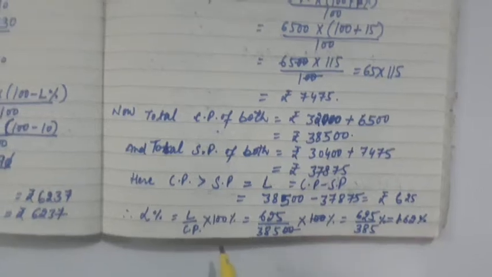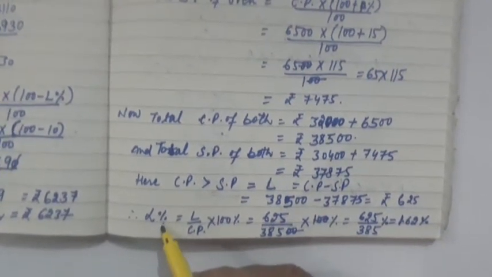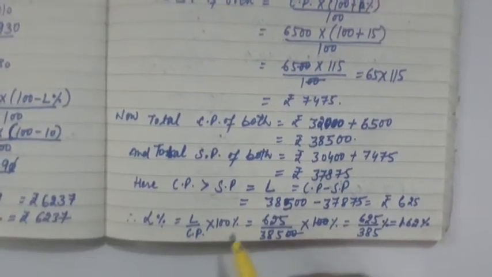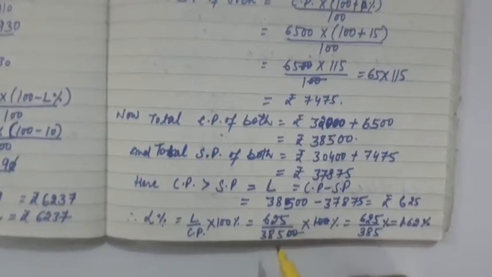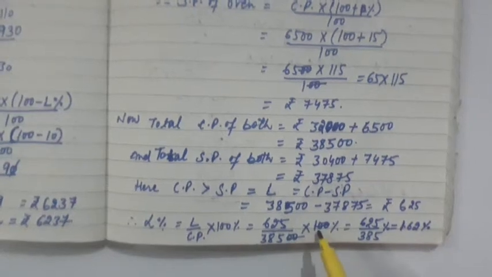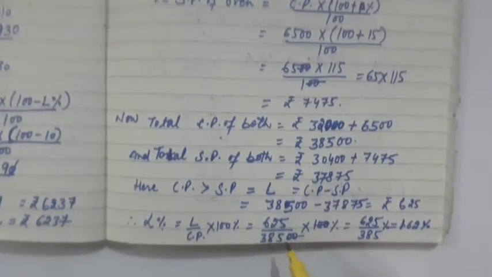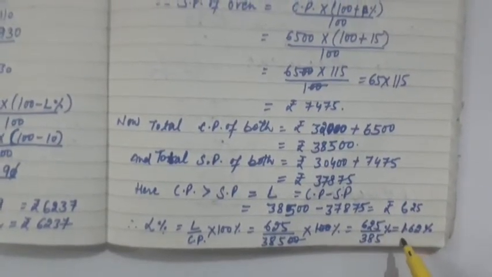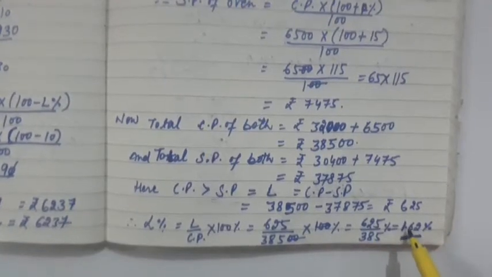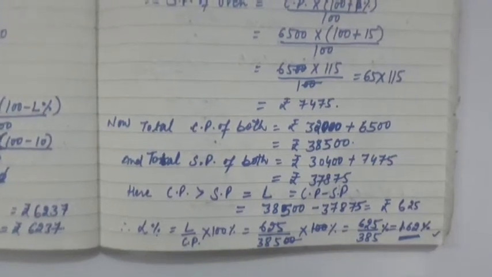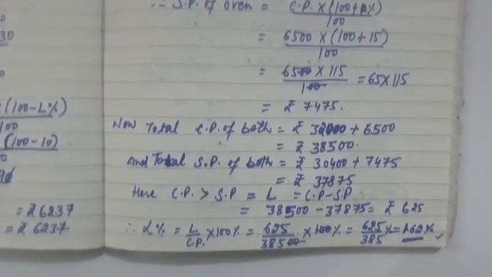After this we have to find the loss percent or profit percent, but there is a loss, so we have to find the loss percent, and the formula is loss upon CP into 100%, that is 625 upon total CP. Total CP is 38,500 multiplied by 100%. So 100 we can cancel there, it is 625 upon 385. When we change it into decimal, it is 1.62%. So it is the loss percent for this transaction.